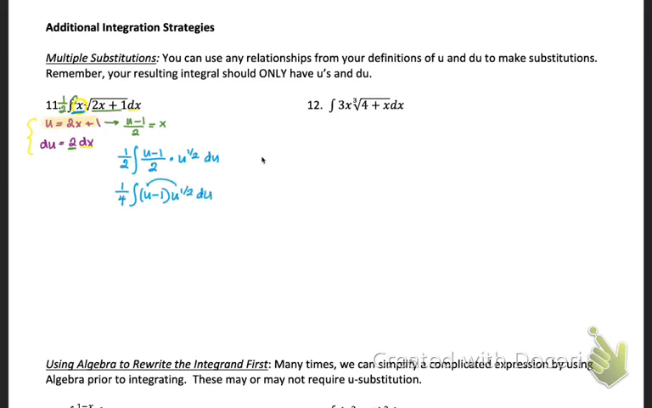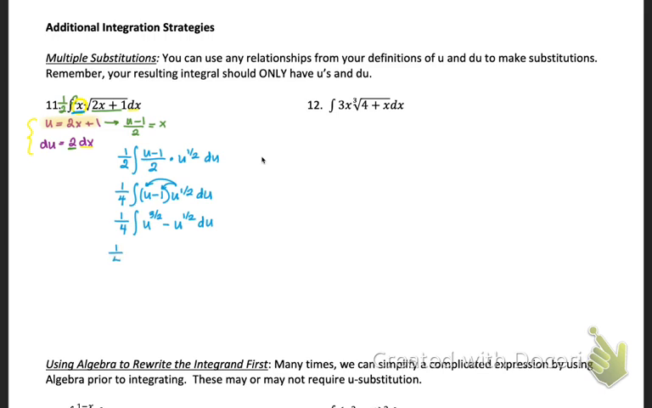And so I can distribute this U, and remember when we multiply, we add exponents. So what I'm going to have now is 1/4 times the integral of U to the 1 plus 1/2, which is 3/2, minus 1 times U to the 1/2, which is U to the 1/2 du. And now we can integrate from here simply using the power rule.